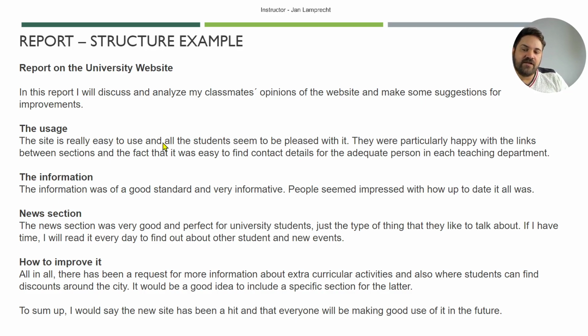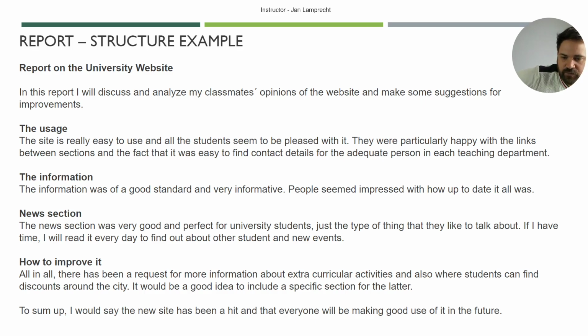Text. The news section was very good and perfect for university students. Just the type of thing that they like to talk about. If I have time, I will read it every day to find out about other students and new events. Okay, so that's interesting right there. If I had time, probably. If I have time. Okay, well, not important there.